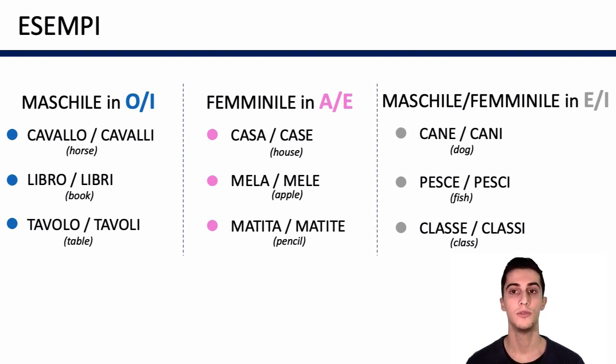Okay, but now you might be asking yourself, cane and pesce are masculine, and classe is feminine, but they all end with the letter E. How can you distinguish it? Again, there's no specific rule, unfortunately. You just have to learn it, noun by noun, or most likely it will just become natural to you. When you know a specific noun, you will also understand whether it's masculine or feminine.